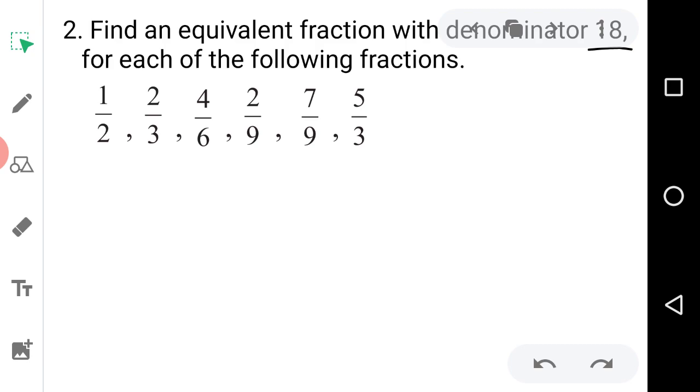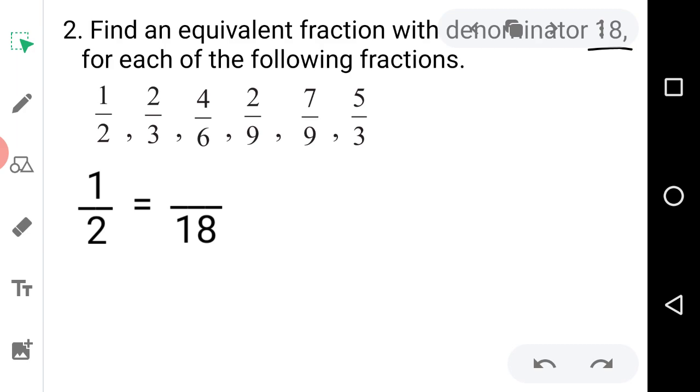We have to find the equivalent fraction with denominator 18. So see, the first fraction is 1 by 2, and it is already given that we need a denominator of 18. Here we have to just find the numerator.